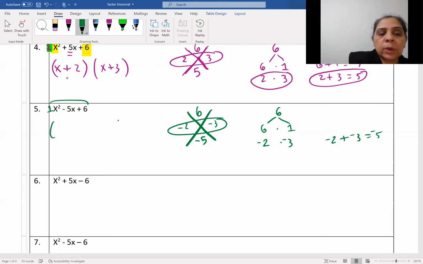If the x squared coefficient is 1, we can write directly: x minus 3, x minus 2.